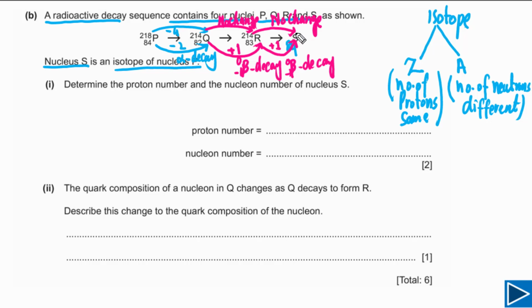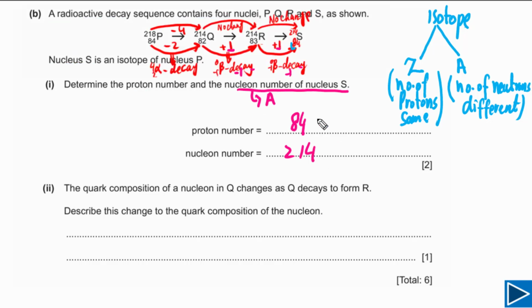Now, if the mass number does not change, the mass number of S is the same as the mass number of R. So we can write down here the mass number for S. This is 214. The question is asking us to determine the proton number and the nucleon number of nucleus S. Nucleon number is the same as mass number. So proton number of S is 84 and the mass number of S is 214.